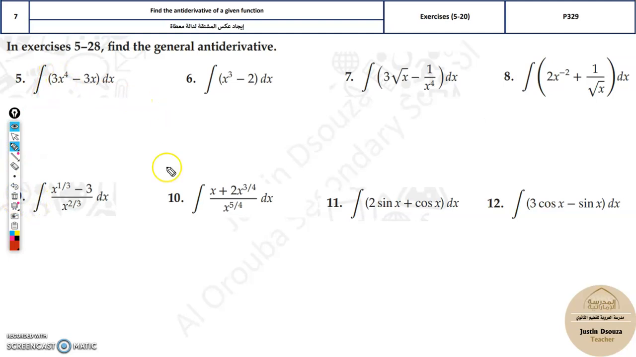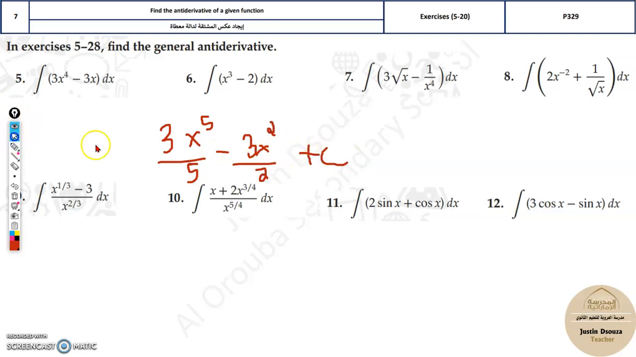Over here, you can do it directly. 3 x to the power 4. Add the power by 1. It will be 5, divided by 5, minus 3x to the power 2 by 2, plus c. This will be the answer. So that is the thing. And they have written the numbers, the fraction, separately and the variable separately. Anyway, this is the same answer.